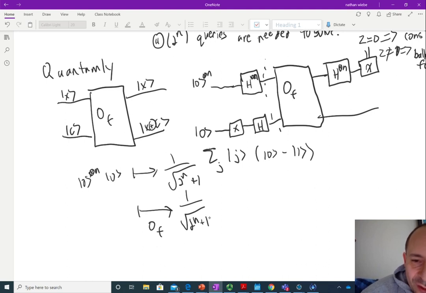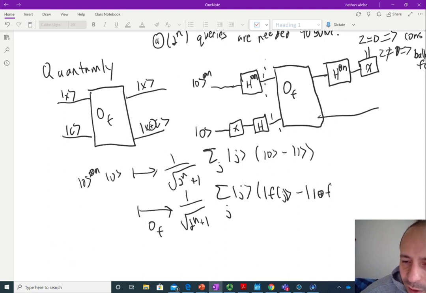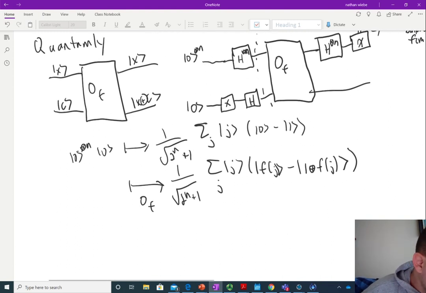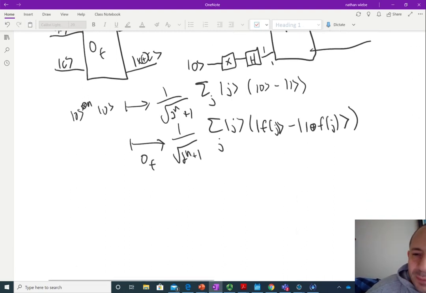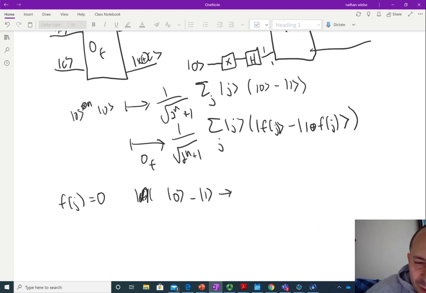OF, what it's going to do is it's just going to take the value of j and then XOR this bit over here with the function evaluated there. So we'll have f of j here and minus 1 exclusive or f of j there. Okay? Now, we can actually notice something kind of cool. Well, what ends up happening is if f of j equals 0, then this transformation ends up mapping 0 minus 1 to 0 plus 0 minus 1 plus 0, which equals the same thing.